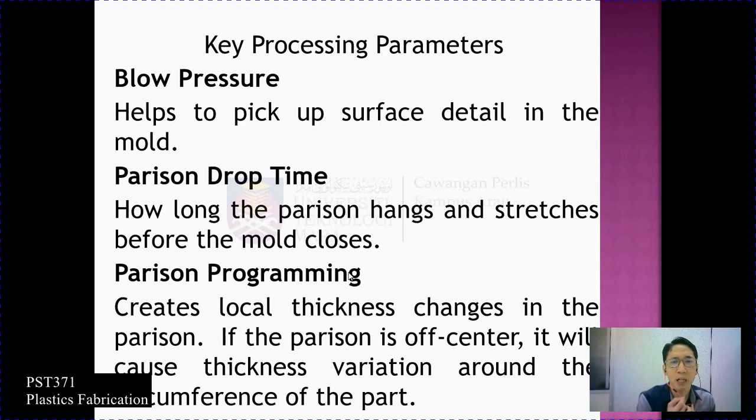Okay, parison drop time is how long the parison hangs and stretches before the mold can be closed. And then parison programming creates local thickness changes in a parison. If the parison is off-centered, it will cause thickness variation around the circumference of the part. So you need to know the thickness when you produce a parison.